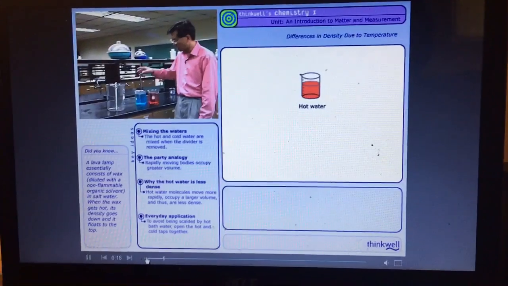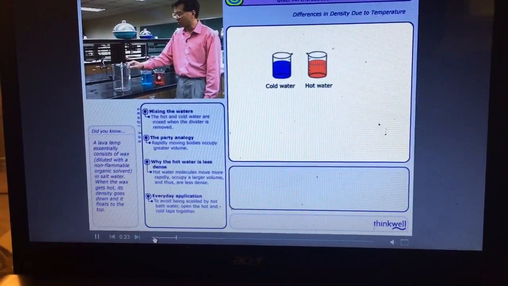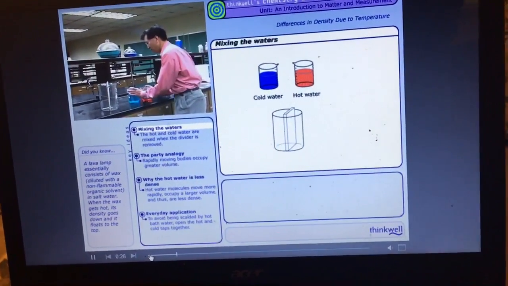and some cold water, to which I've added blue food coloring so that it's blue. And what I'm going to do is pour them into this 2-liter beaker that I've divided with a piece of foam core. Let me do that first.